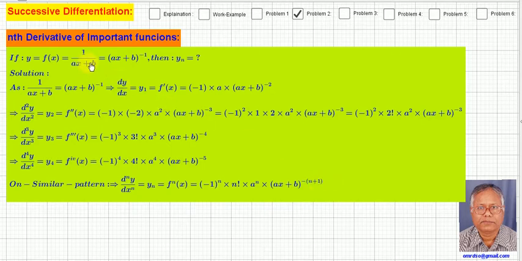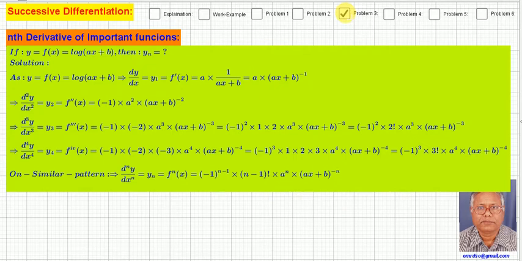So if it is y, then it is yn. It is possible only when, because y1 is again differentiable, y2 is again differentiable, and so on. Now let us discuss another problem, problem 3. y is equal to log(ax plus b).